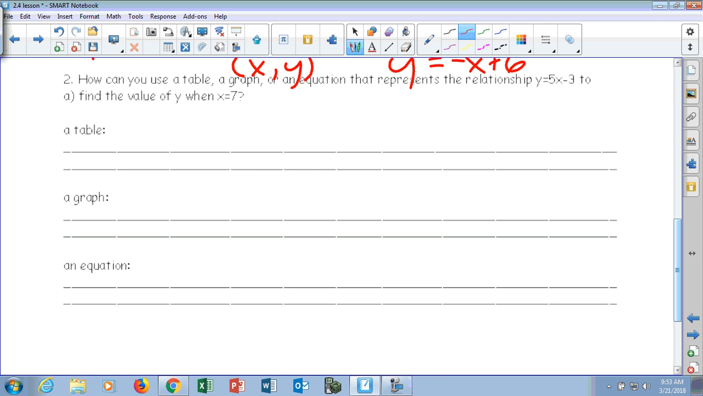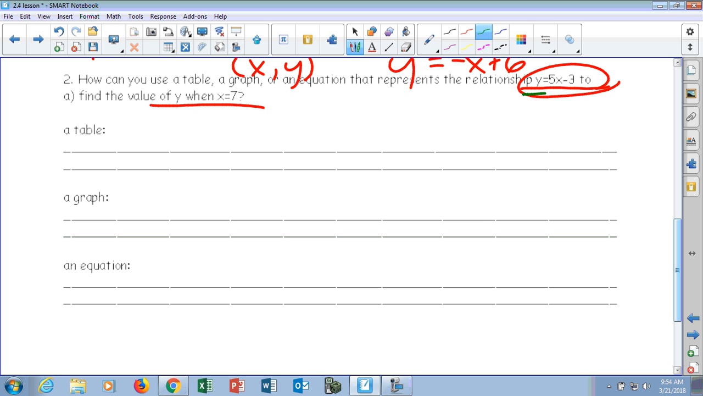Number 2: how can you use a table, a graph, and an equation to represent y equals 5x minus 3 to find the value of y when x is 7? So they told us x is 7, and they told us you're going to use this equation. What is your y? We kind of did this already. They've just given us different values now.